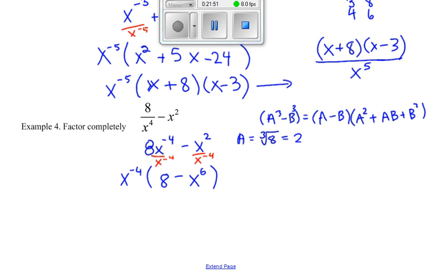My b value, what's the cubic root of x to the 6? X squared. It just cuts it. It's 6 divided by 3 if we write it as power over root. 6 over 3. Okay, so that is my a and b. So this can be factored. I'm going to actually write this on the bottom. Can I do that right away? Yes.